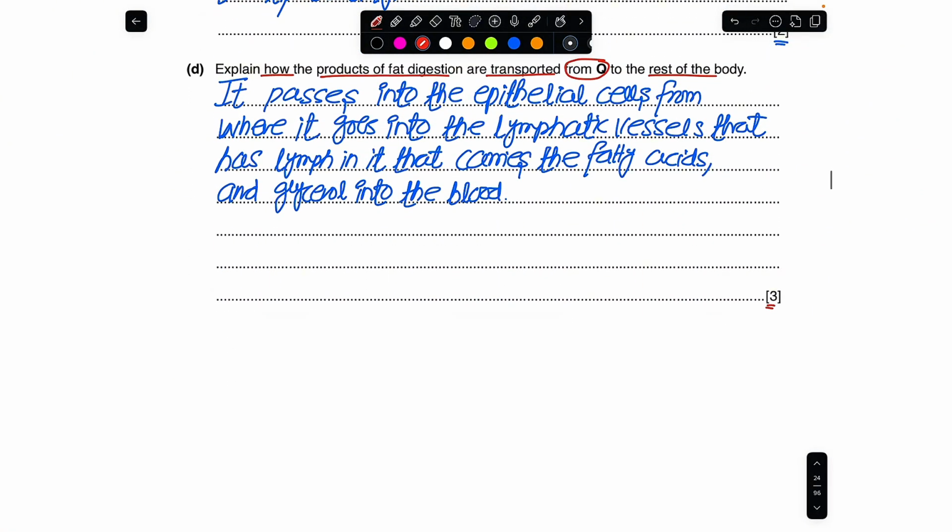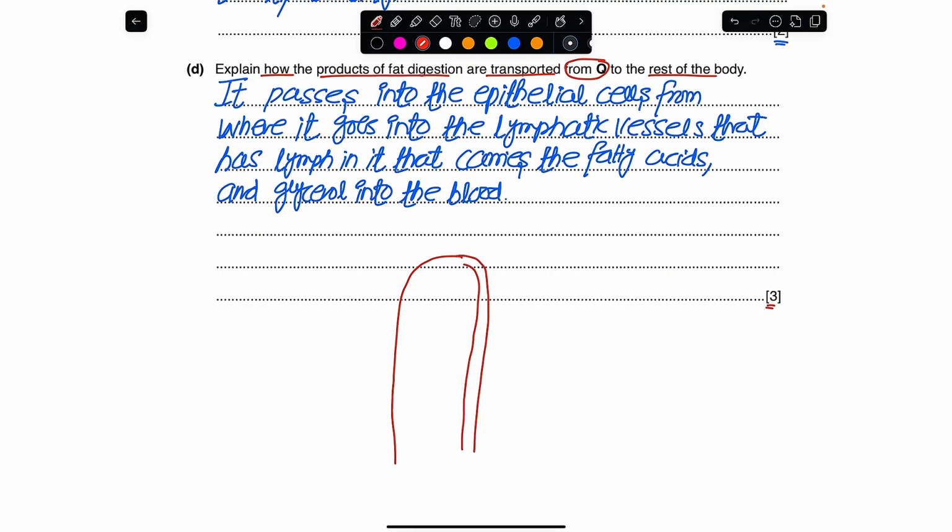So what you need to assume here is that I have these villi. In the villi we have this epithelial layer, and then we have this blood capillary. The issue with the blood capillary is that it cannot transport the fat to the rest of the body, but thanks to the presence of the lacteal here. The word I said is lacteal.